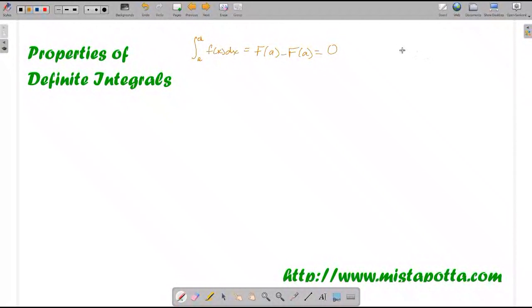Of course, if I'm looking at it from a geometric perspective, I'm talking about the area under the curve from a to a. Well, there's no width here, and so this area has to be 0. So in any case, as long as I'm taking the definite integral from a value to itself of f of x dx, I'm always going to get 0, no matter what.